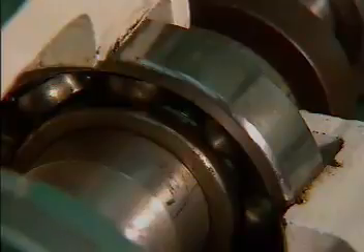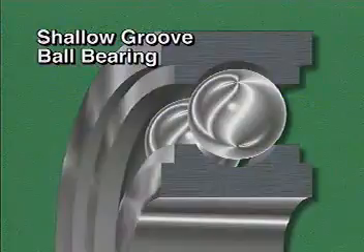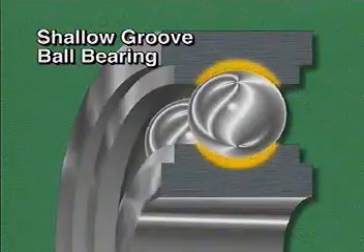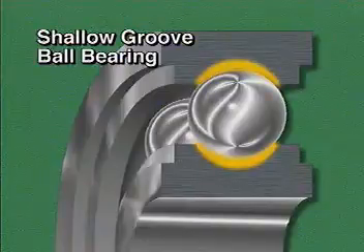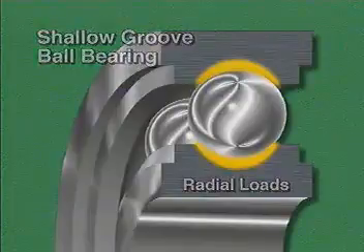The various types of ball bearings differ primarily in the shapes of their inner and outer rings. Let's look at some common types of ball bearings. This ball bearing is a shallow groove ball bearing. In a shallow groove ball bearing, the inside surfaces of both the inner and outer rings are shallow. This type of bearing is specifically designed to handle radial loads.